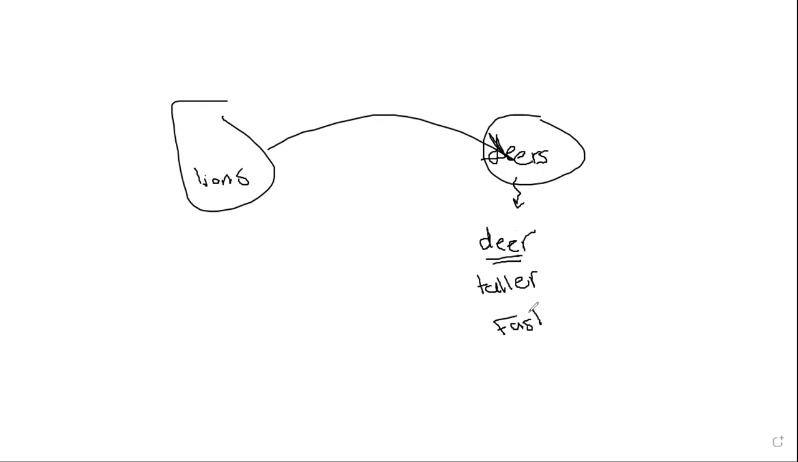So what would actually happen to the lions? What do you think, guys? What would happen to the lions? It would be harder for them to attack the deer. Good. It will be harder for them to hunt the deer.